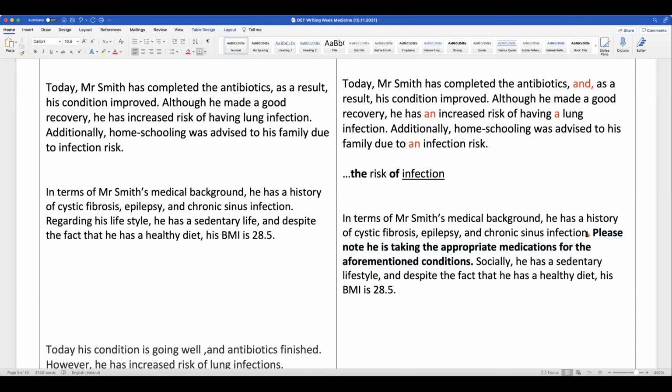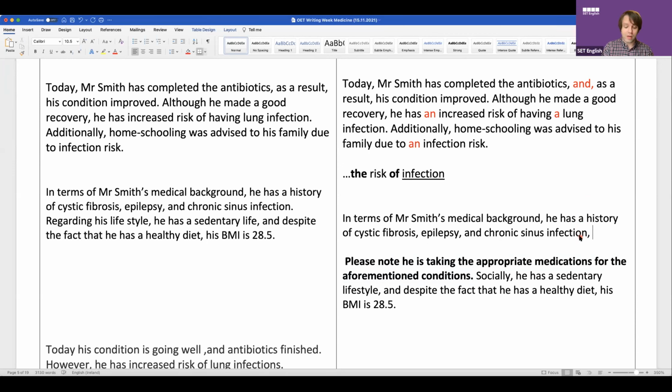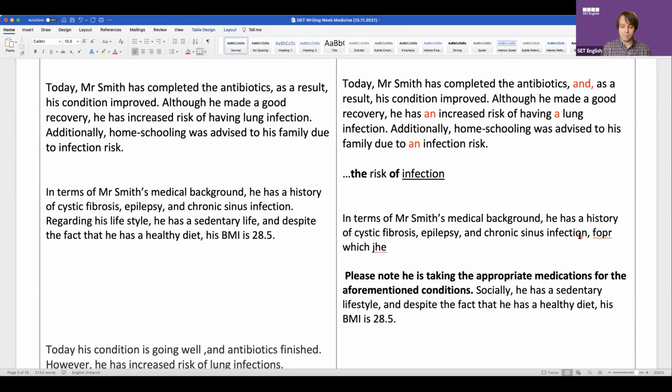We always teach "for which," don't we, in class? What does "for which" mean? We use it with medications specifically. After the disease, we can say "for which." It's the same sentence, right? So, for which he is on the appropriate medications. Okay, so that's a nice way of summarizing this.